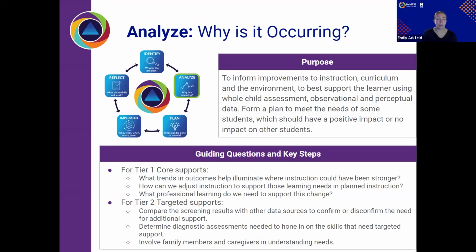For our guiding questions and key steps, when we're looking at Tier 1 core supports, we might want to know what trends and outcomes help illuminate where instruction could have been stronger. How can we adjust instruction to support those learning needs in planned instruction? And what professional learning do we need to support this change? We're looking at the Tier 2 targeted supports. We want to compare the screening results with other data sources to confirm the need for additional support. Determine diagnostic assessments needed to hone in on the skills that need targeted support and make sure we're involving family members and caregivers in understanding needs.